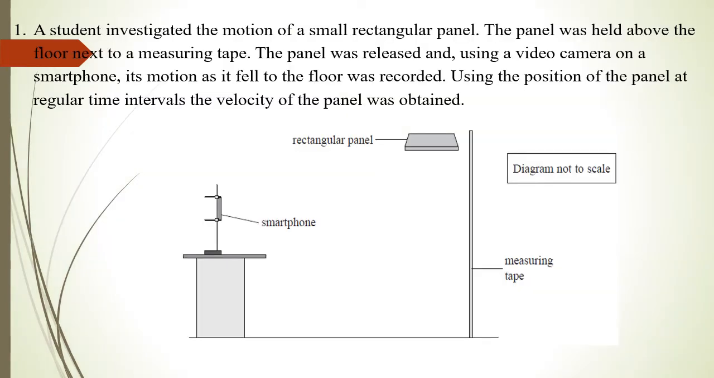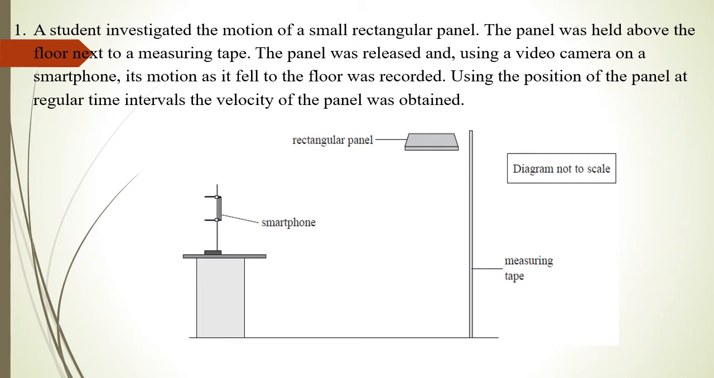A student investigated the motion of a small rectangular panel. The panel was held above the floor next to a measuring tape. The panel was released and, using a video camera on a smartphone, its motion as it fell to the floor was recorded. Using the position of the panel at regular time intervals, the velocity of the panel was obtained.